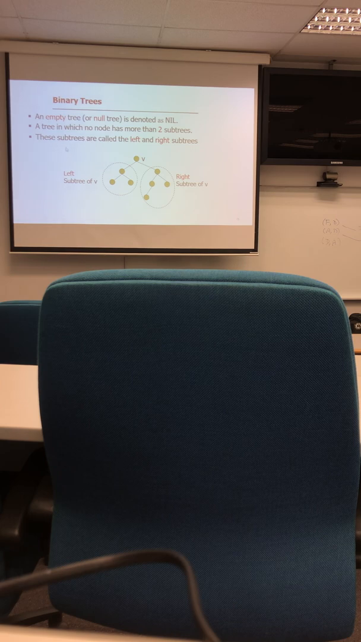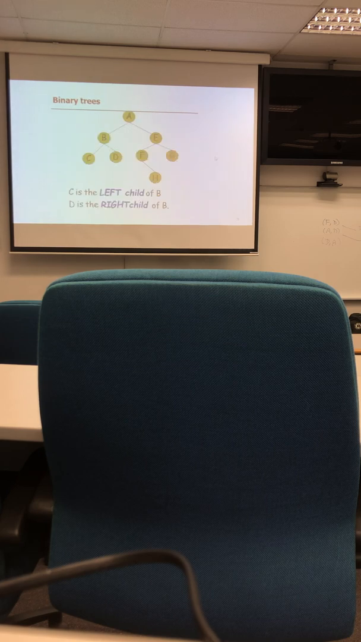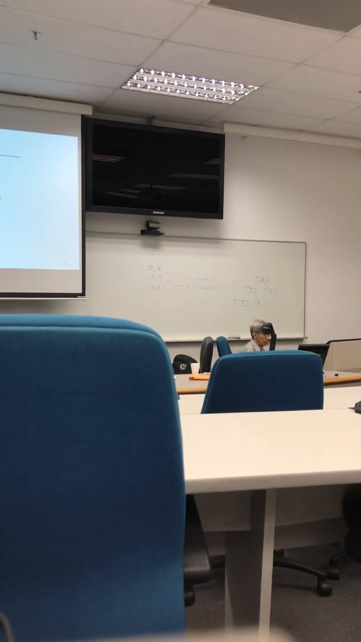So in the binary tree, no node can have more than 2 subtrees. They can either have 2 subtrees, 1 subtree, or none. So we are going to concentrate on this kind of tree. So this is a binary tree. C is the left child and D is the right child.